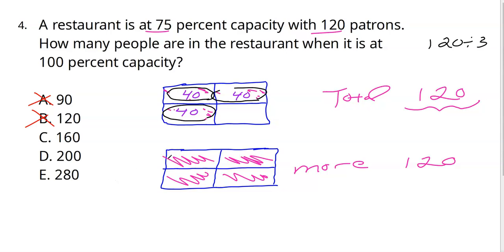So, same thing over here. If it's 100% full, and I'm not even using a ratio, I'm just doing this intuitively, this would have to be 40, this would have to be 40, this would have to be 40. And then this missing piece would also have to be 40. 40 plus 40 plus 40 plus 40 is 160. So if it's 100% full, my total capacity is 160.